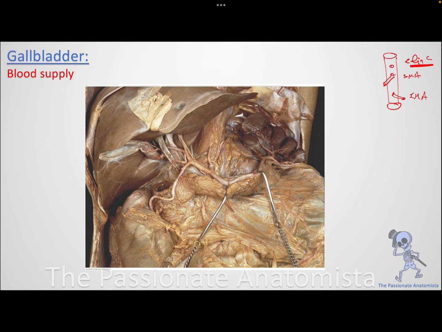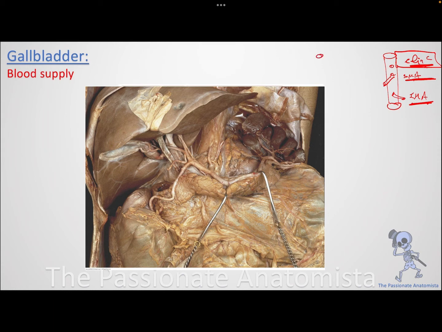The celiac artery is the artery of foregut derivatives. You guys, if you don't know them, please make sure you know them. And then the superior mesenteric is the artery of derivatives of midgut, and the inferior mesenteric is the artery of derivatives of hindgut. Now, because the gallbladder is an organ of foregut, we are expecting to see that the blood vessels that supply the gallbladder come from the celiac artery.